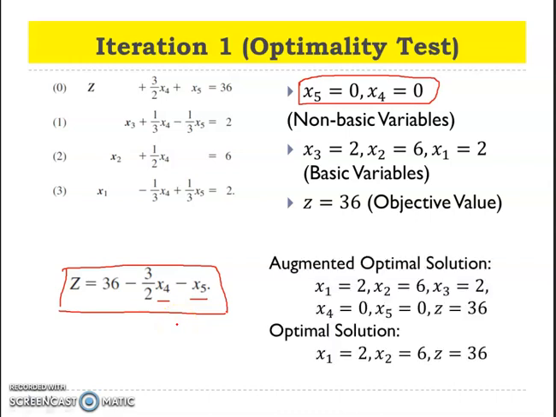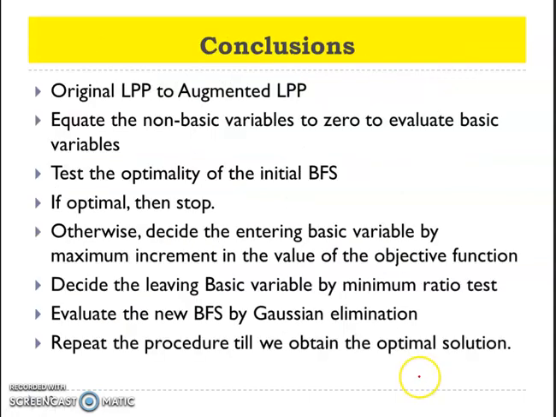Now we have the augmented optimal solution as x1 equal to 2, x2 equal to 6, x3 equal to 2, x4 equal to 0, x5 equal to 0, and the value of the objective function is z equal to 36. So the corner point feasible solution related to the original linear programming problem is x1 equal to 2, x2 equal to 6, and z equal to 36. So in this way we have evaluated the optimal solution of the linear programming problem by using the algebraic method.